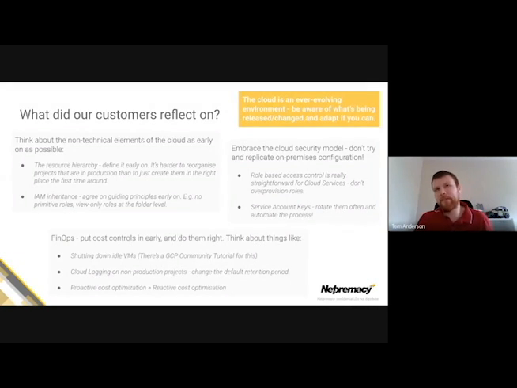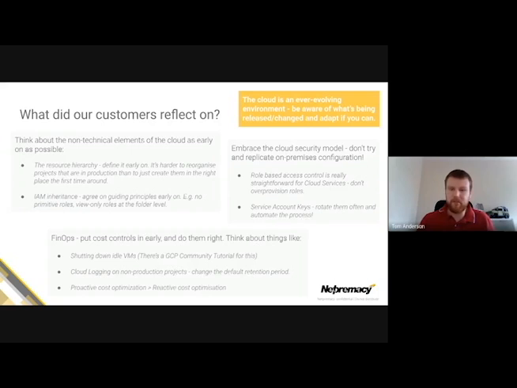One that was really interesting that I wanted to highlight, the last one on this particular page, is that the cloud is an ever-evolving environment. And this is where somebody like Net Primacy and the work that we do with our customers can be really beneficial, because there are a lot of things being released and a lot of things being changed in Google Cloud. Google as an organization is very, very innovative and very agile in the way that it develops new functions and features.